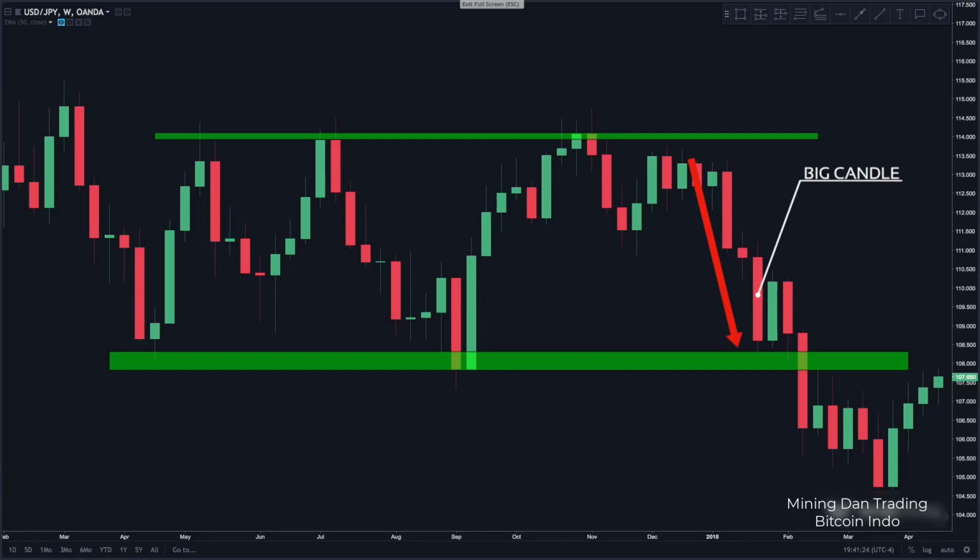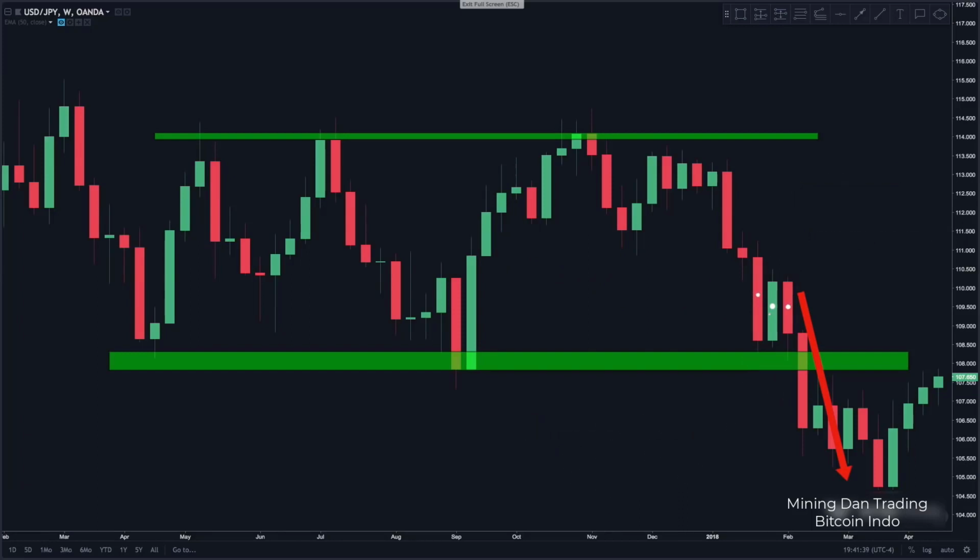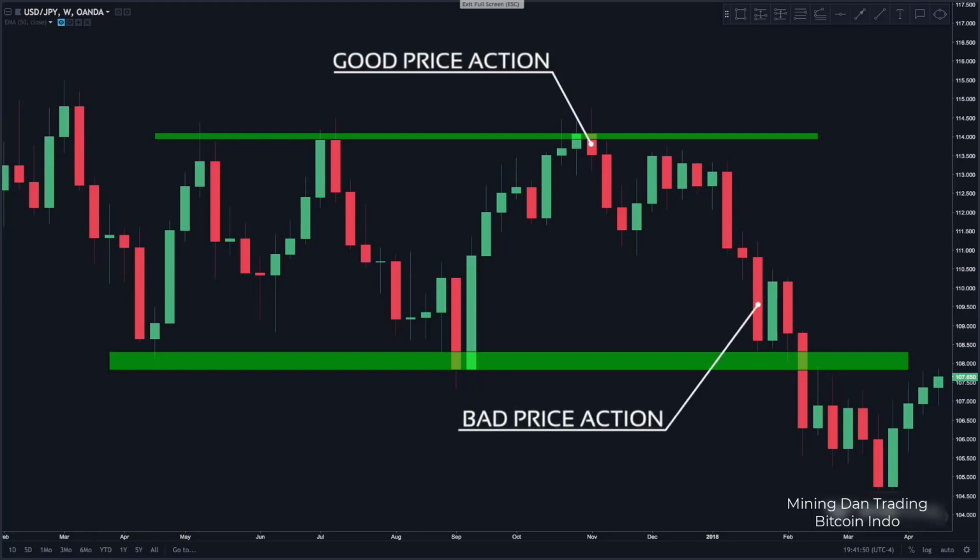Here is another mistake beginner traders make as they see the small green candle, which is just some sellers taking profit, but it is then followed by another bearish candle before breaking right through, meaning that there was no buy opportunity at this level of support. Look at the difference between what a good reversal looks like with good price action versus what bad price action looks like. So I'll do a few more examples to drive the point home.